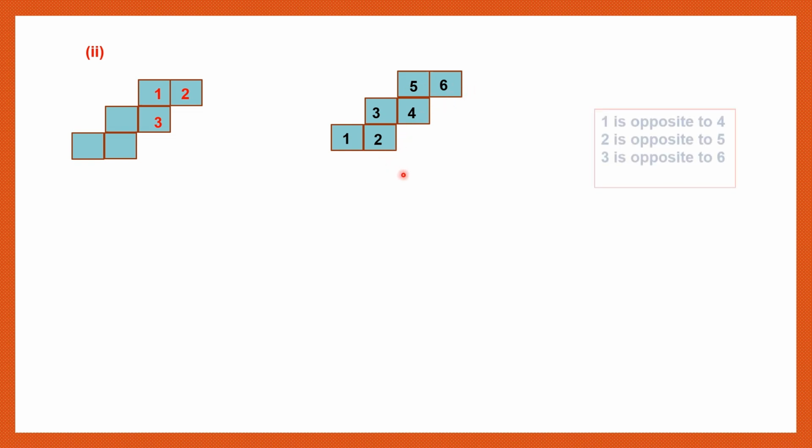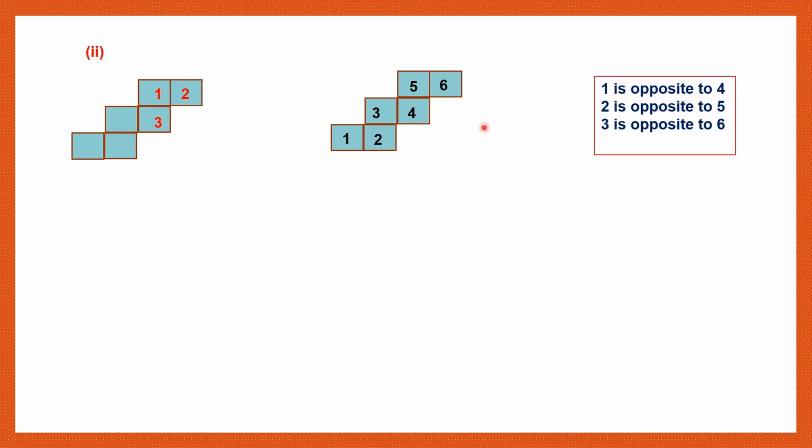And what are the faces that are opposite each other? 1 is opposite to 4. So can you see here? 1 and 4 are opposite each other. 2 is opposite to 5. 2 and 5 are opposite each other. And 3 is opposite to 6. 3 and 6 are opposite. So keeping that in mind, let's work out this.